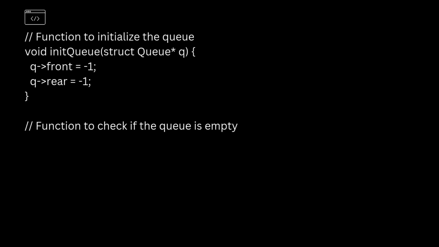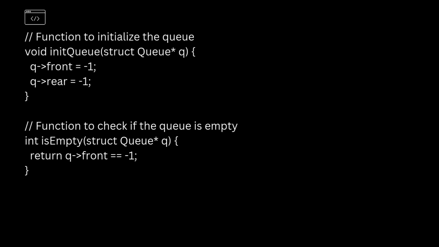Now check if the queue is empty. The function isEmpty returns 1, that is true, if the queue is empty, that is front is equal to -1, and 0, that is false, otherwise. This helps in controlling the loop when processing the queue.